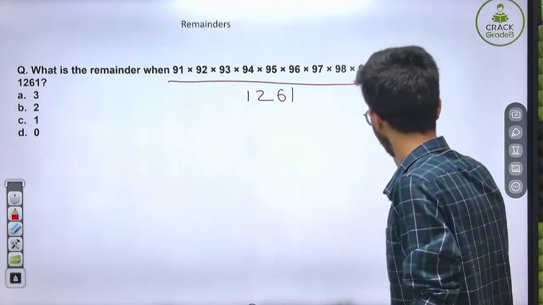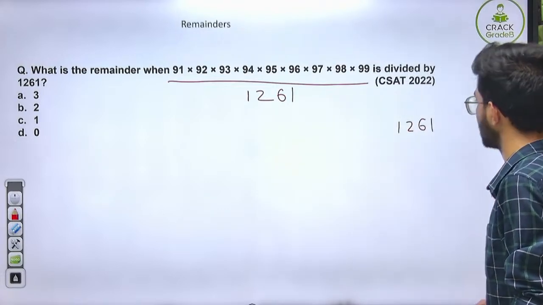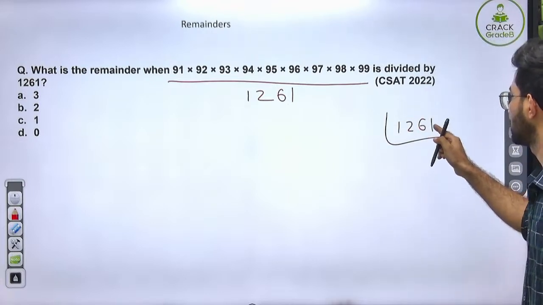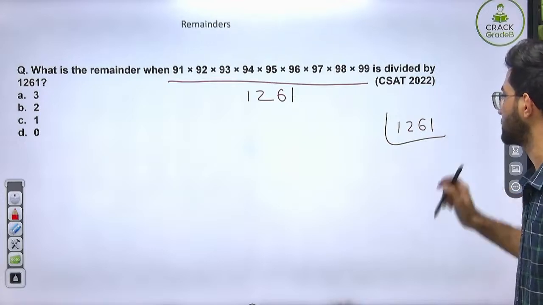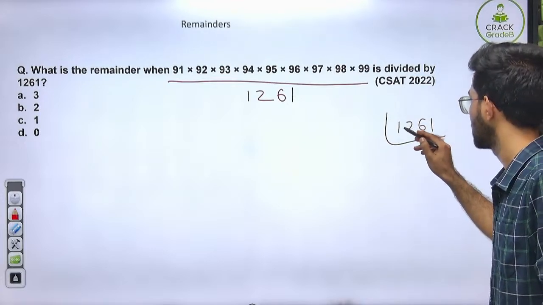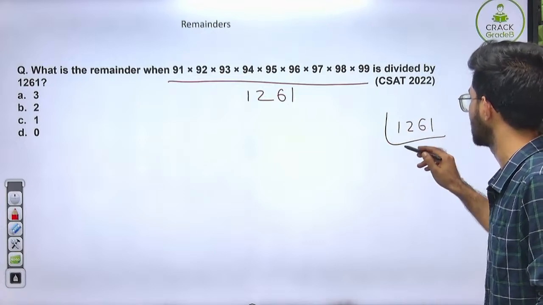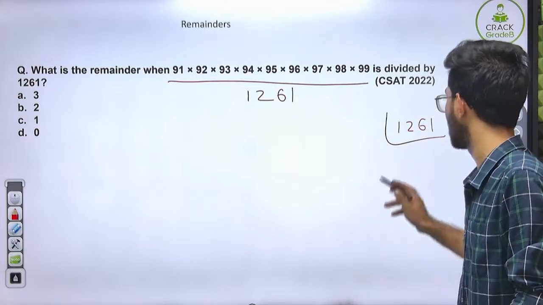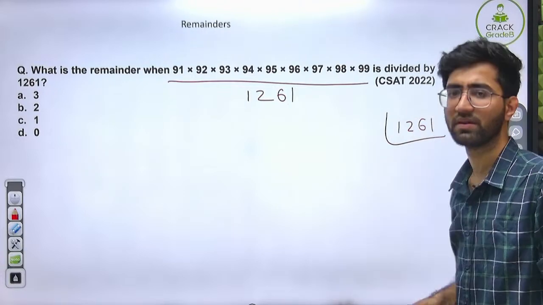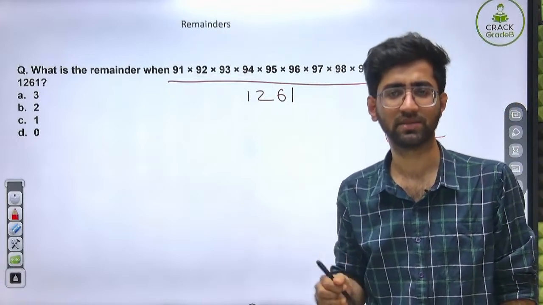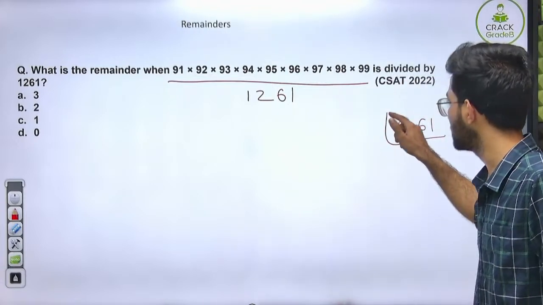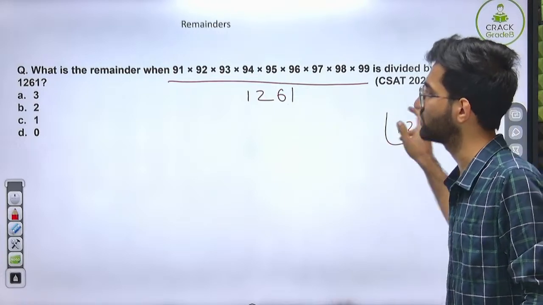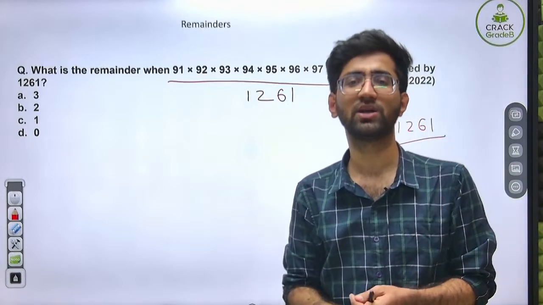See, let us try to prime factorize 1261. This number is not divisible by 2 because 0, 2, 4, 6, 8 is not present at the unit place. If you add all of the digits, 1 plus 2 is 3, 3 plus 6 is 9, plus 1 is 10, which means this number is also not divisible by 3. This number is also not divisible by 7; you can verify it by dividing 1261 by 7. Why are we trying to divide it by 2, 3, 7? Because we are trying to prime factorize 1261.